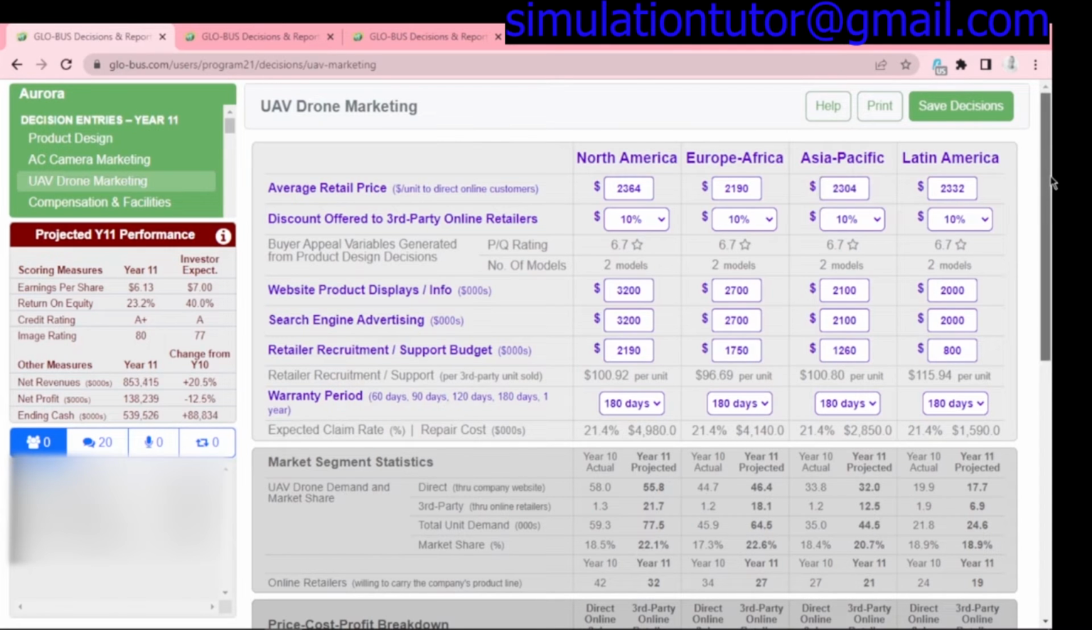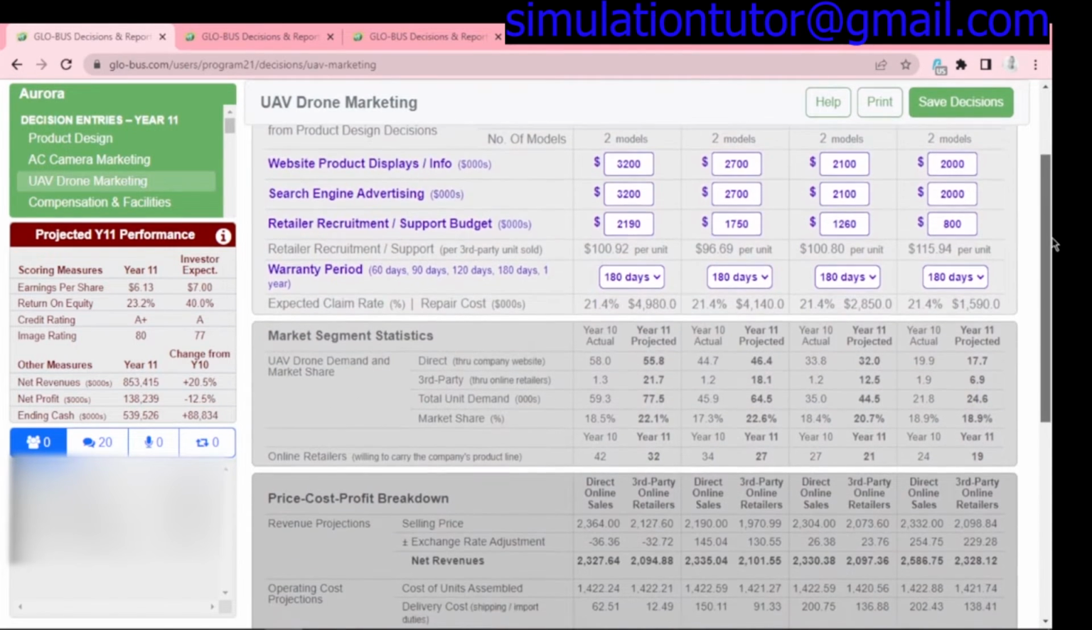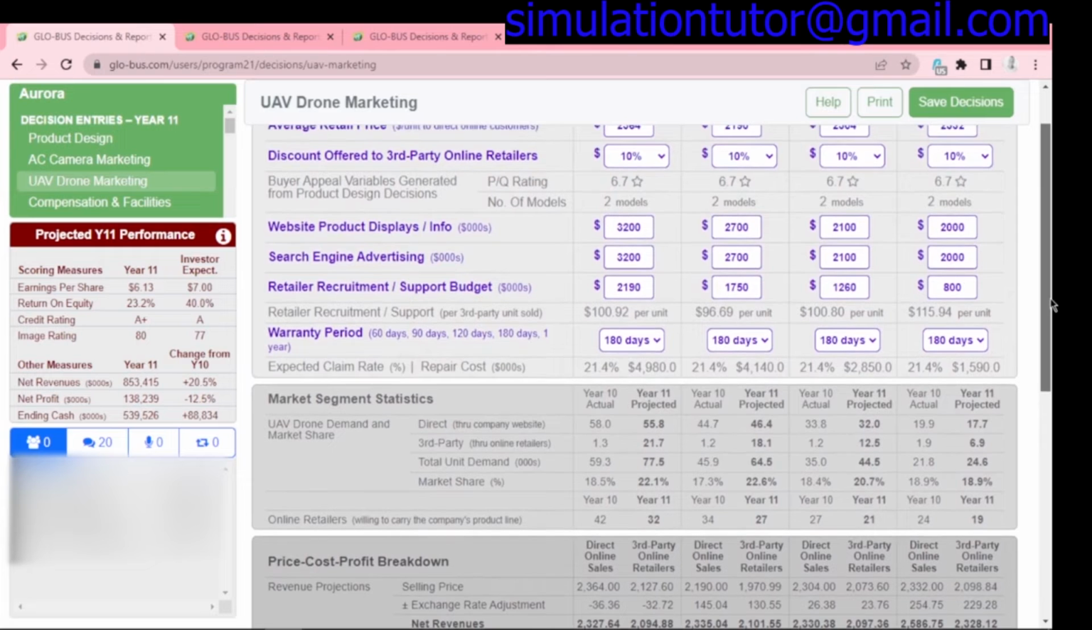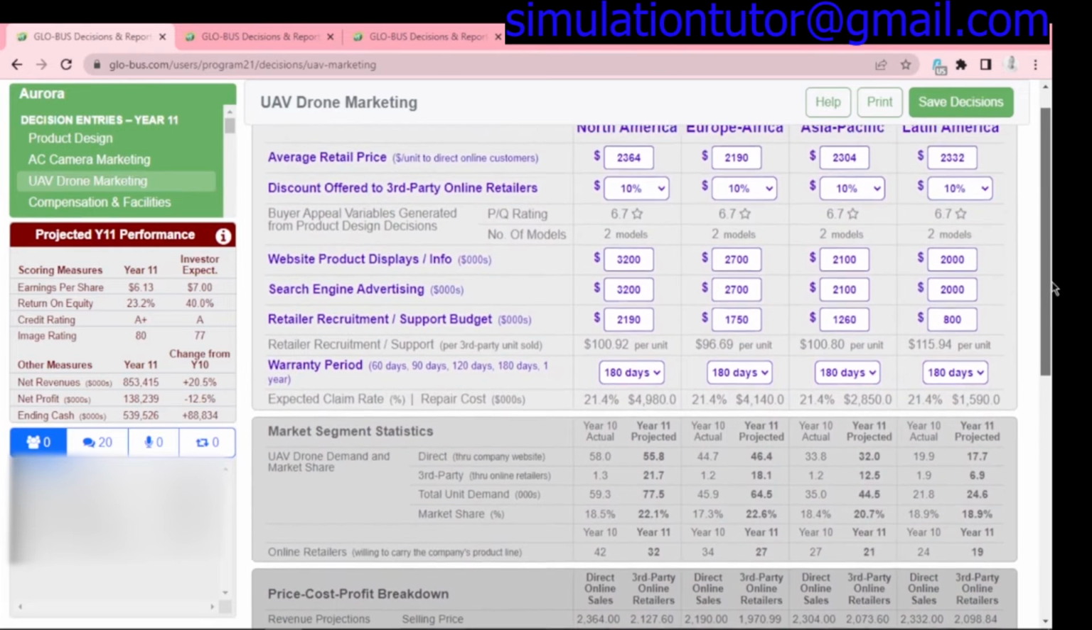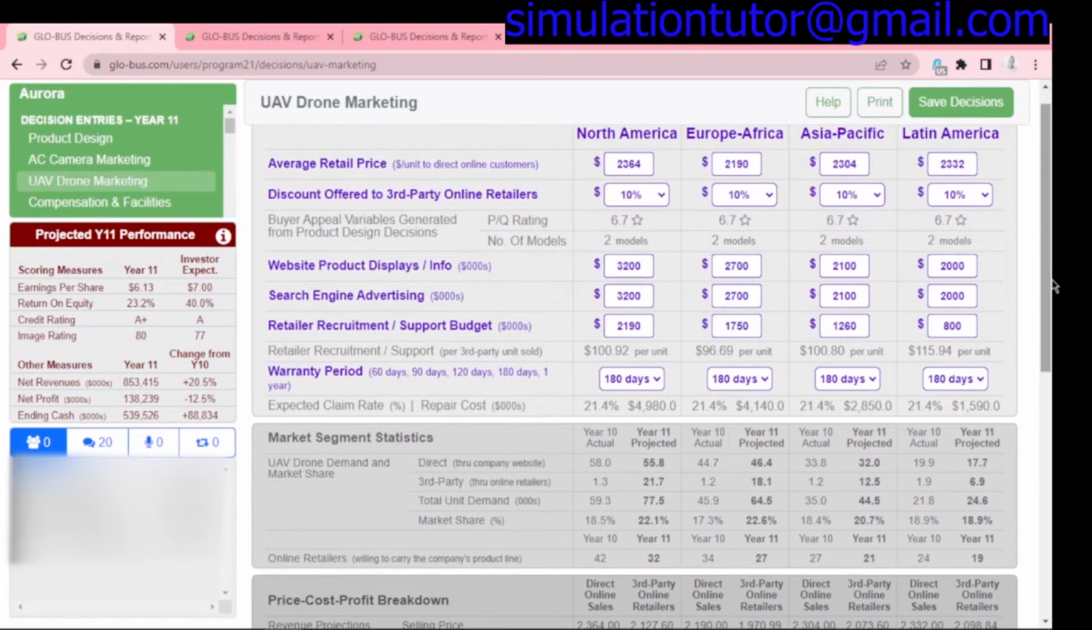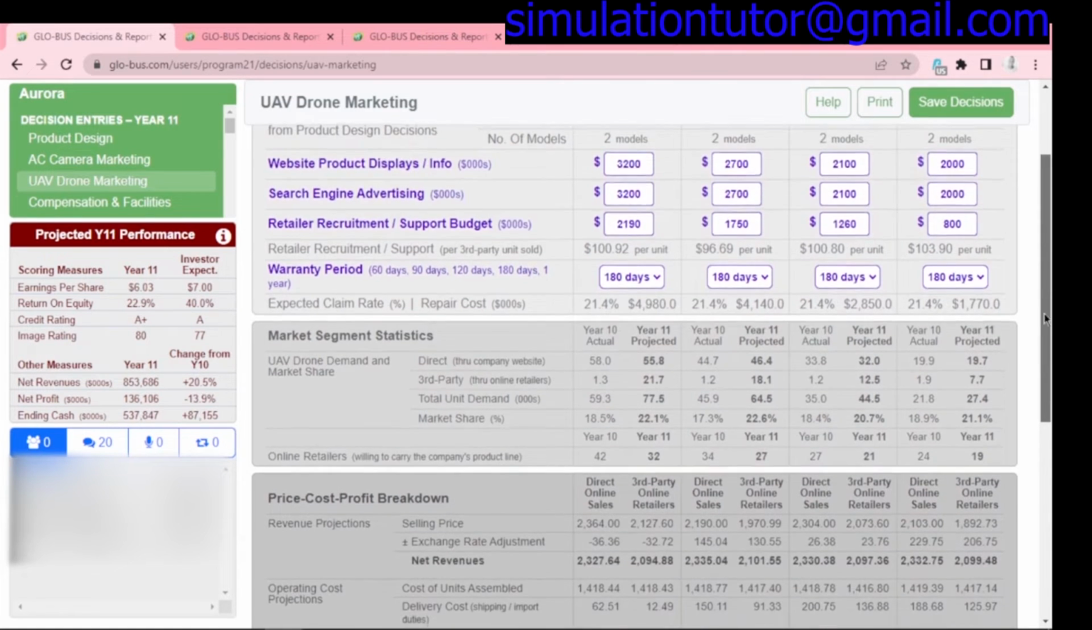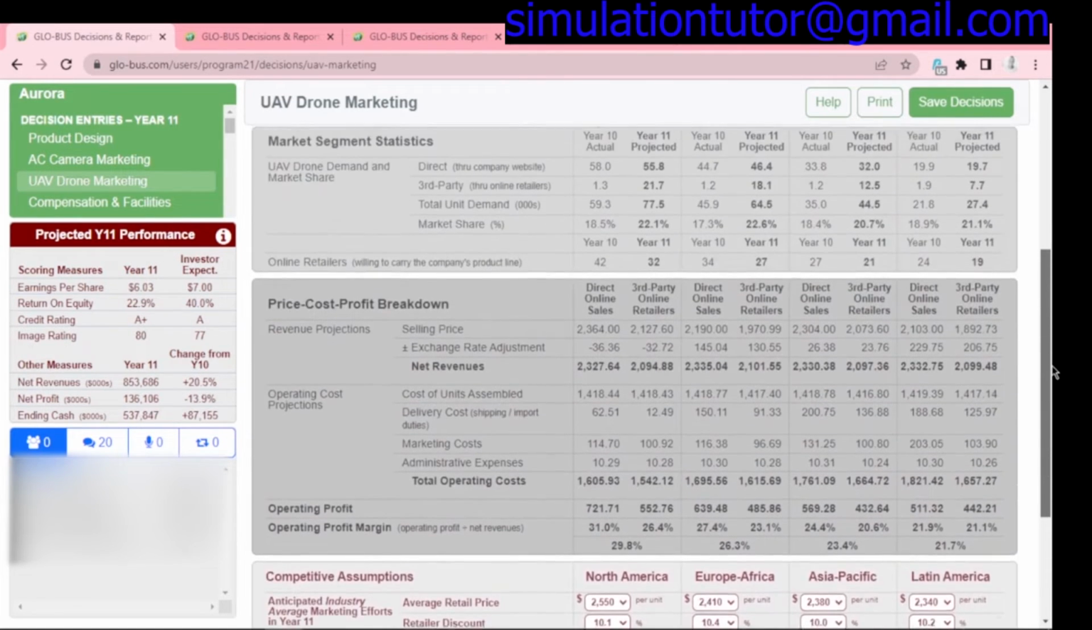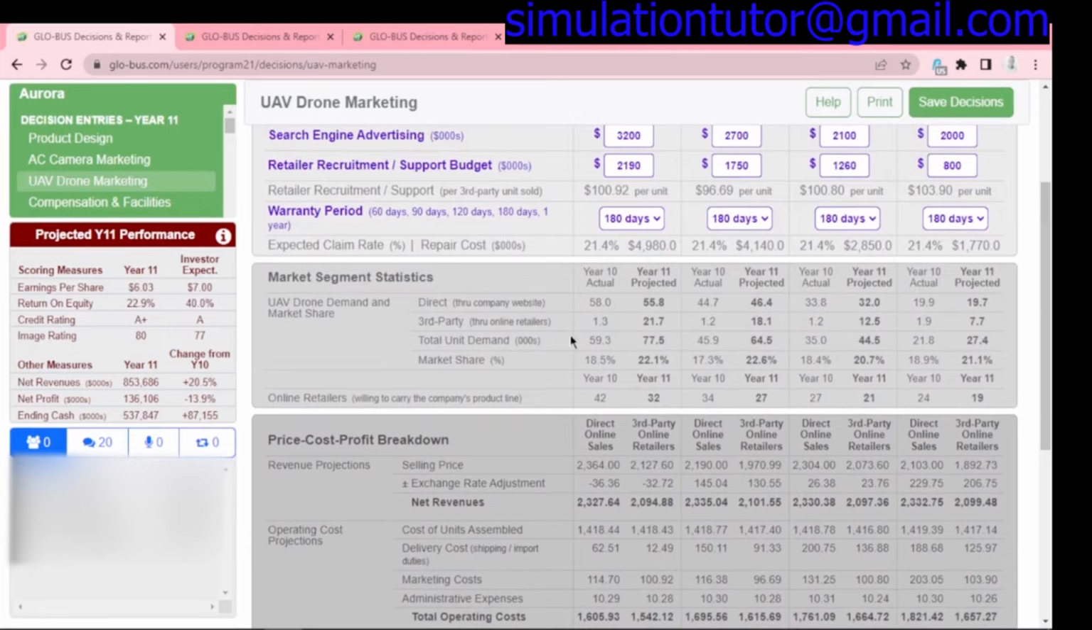While in Latin America, from the exchange rate, we are gaining almost 229. So we can lessen the price by almost 230. So 23.32 minus 230 brings us to about 21.02. So let us say 21.03. I think that's a fair price, and those decisions are done for the UAV drone marketing.